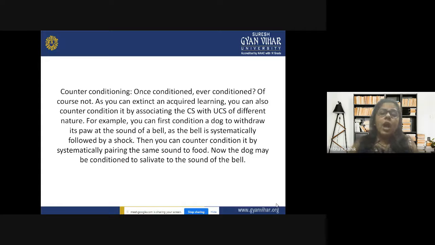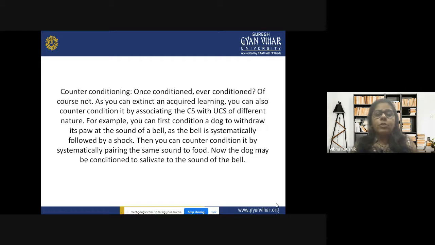Counter conditioning: after conditioning, can it be ever undone? Of course not. Just as you can extend acquired learning, you can also counter condition it by associating the CS with a UCS of a different nature.